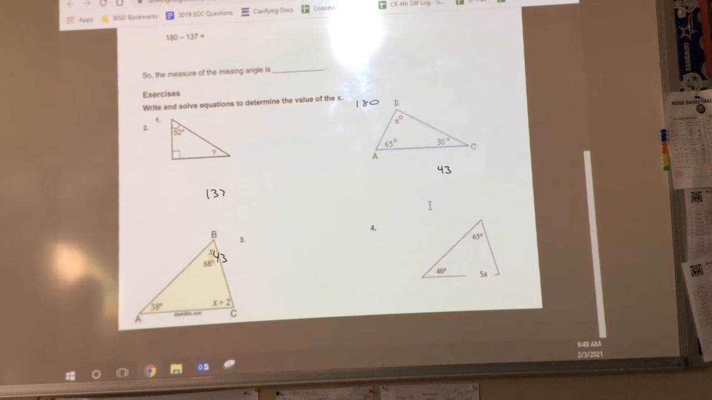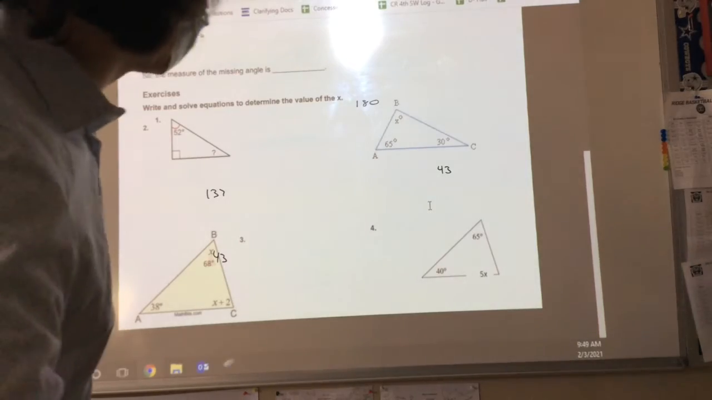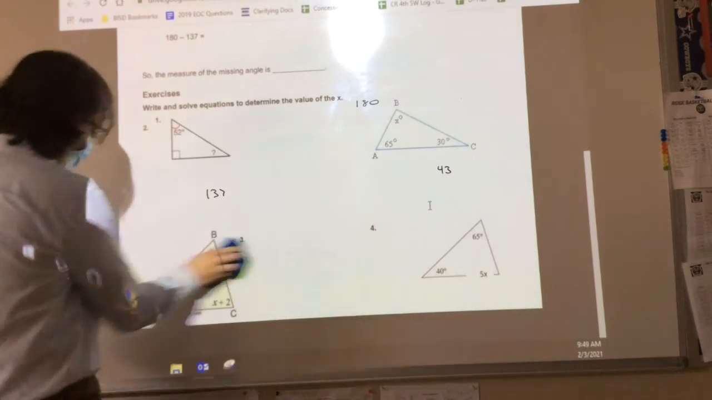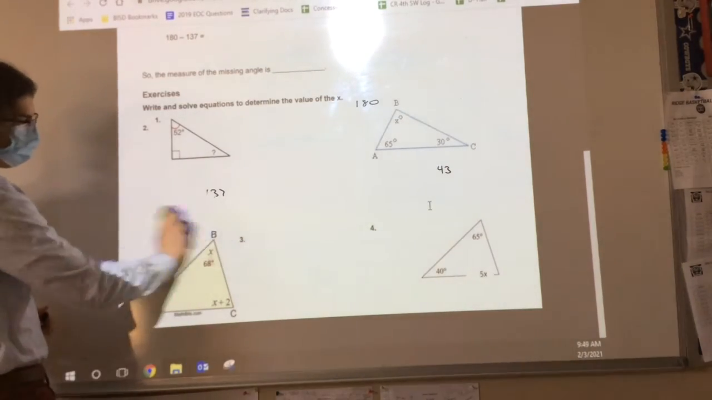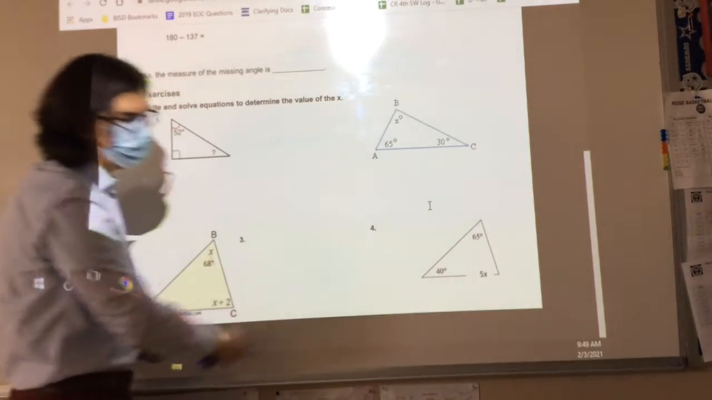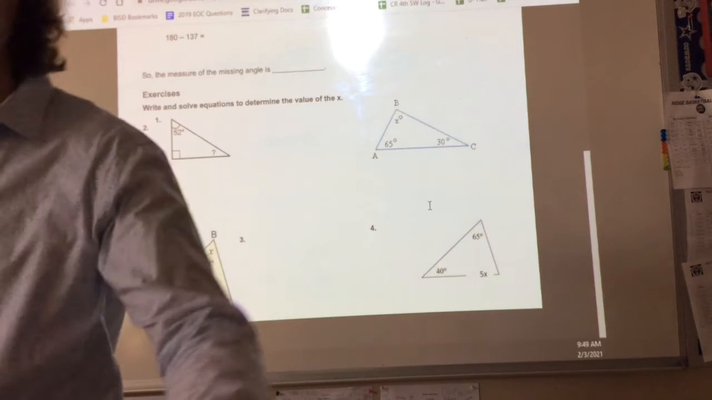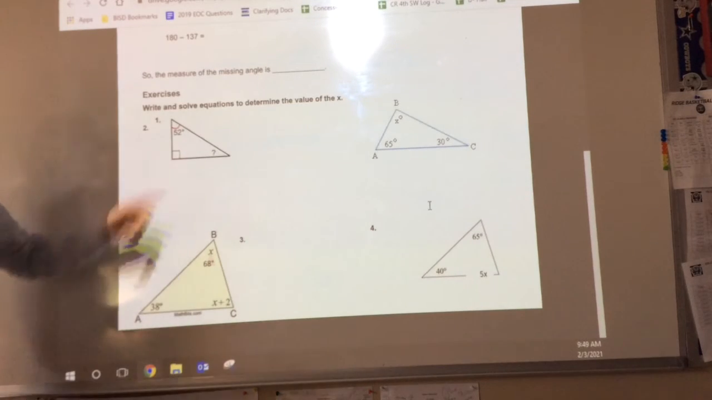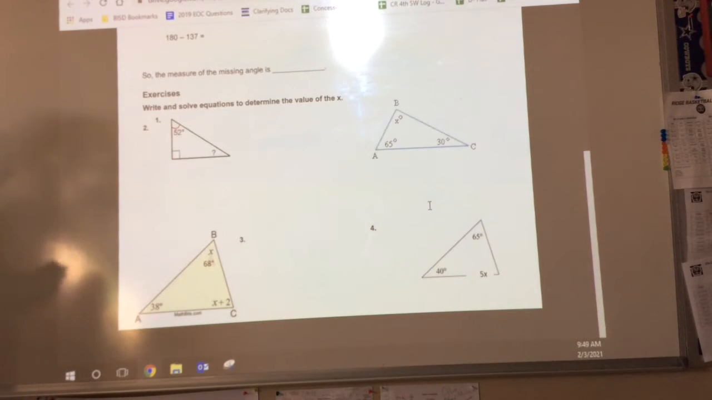Okay, so here are our practice problems for the day. There's just a couple specifics that I want to go over with you. We're going to go through all four of these really quickly. I'm not going to rush, but I'm also not going to take forever to do them. Does that make sense? All right, so on this first one, I've got 52 degrees.